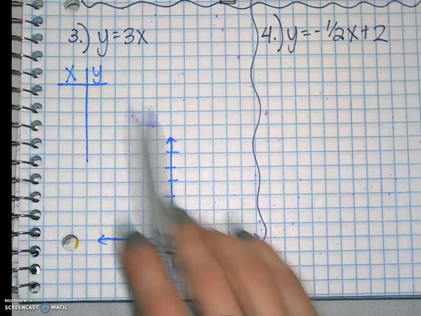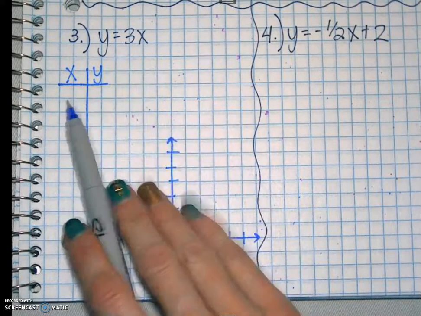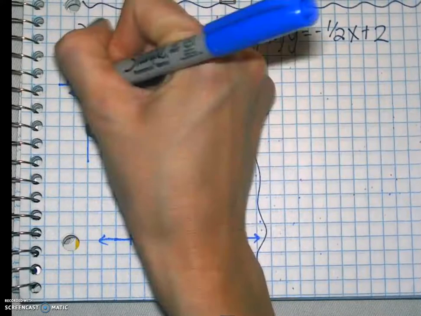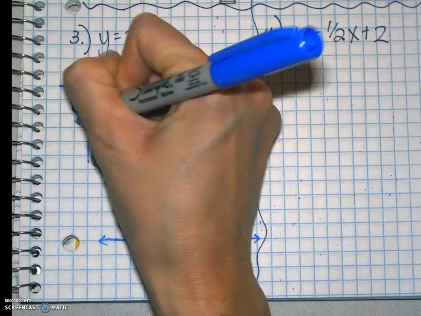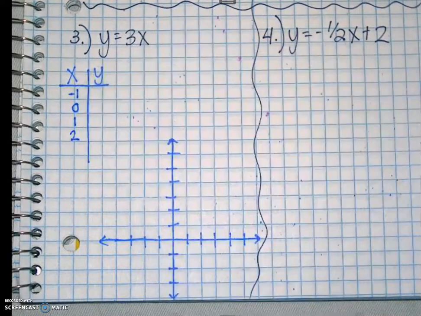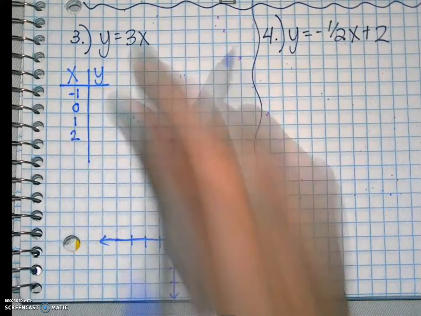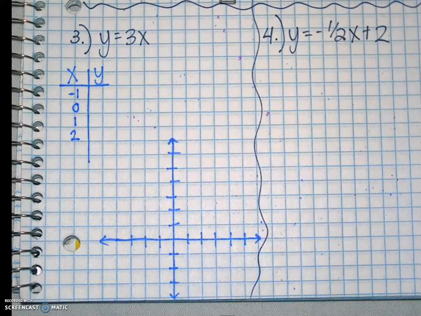So for number 3, you have y equals 3x. For this one, I would make a table. Now, remember, when you make a table, you can use whatever x values you want. So I always pick ones that work pretty easily. So I'm going to go with -1, 0, 1, and 2. Okay? So then what you need to do is you just need to plug in those x values in this equation. So all of them are 3 times x.